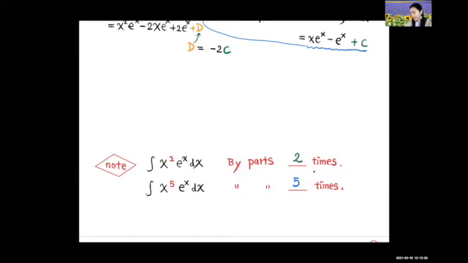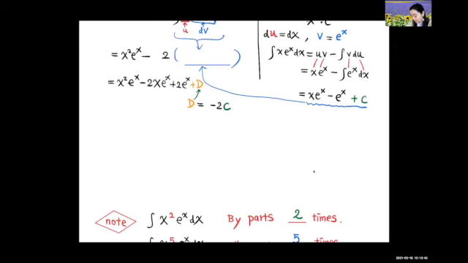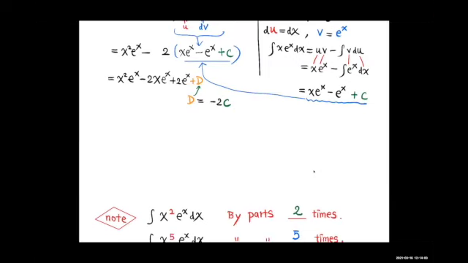Teacher, why is d equal to minus 2c? Oh, you see this one over here? This is negative 2. Okay, let's fill this in. You distribute. Okay, I see. So now you distribute over here. That is equal to negative c. Okay, thank you.